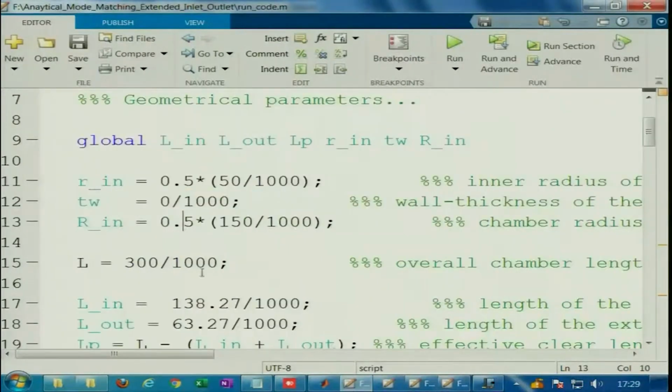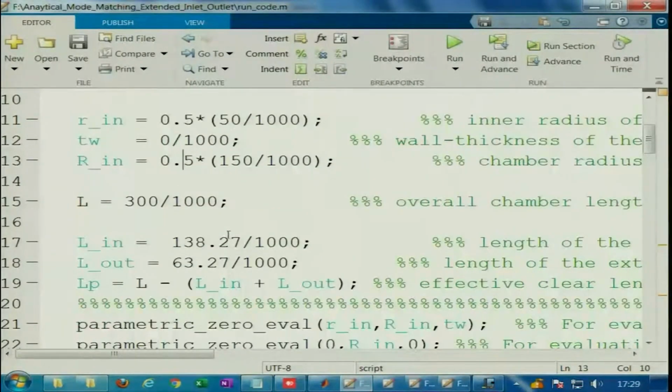So, these values are tuned based on 0 thickness. Mind you, again I am repeating, these tuned values L underscore in, that is the length of the extension inlet. So, geometric length is 138.27 mm only, but because of higher order mode effects, the acoustic length is as if it is exactly L by 2, and that is why the trough is getting filled, and the first, second axial and third axial resonance peaks are getting nullified. But these tuning values are only for 0 thickness, I repeat.